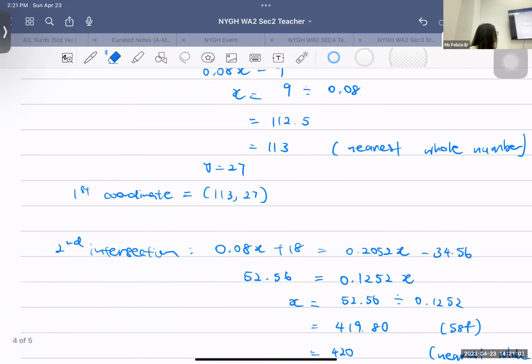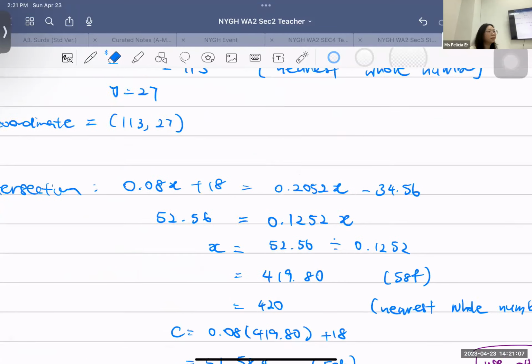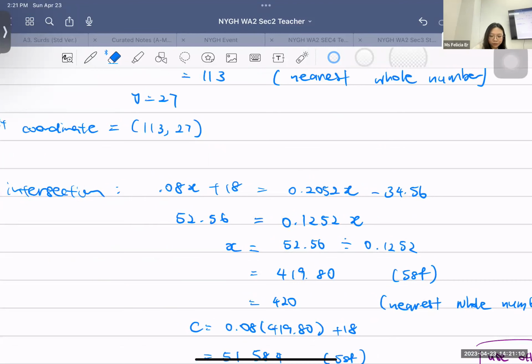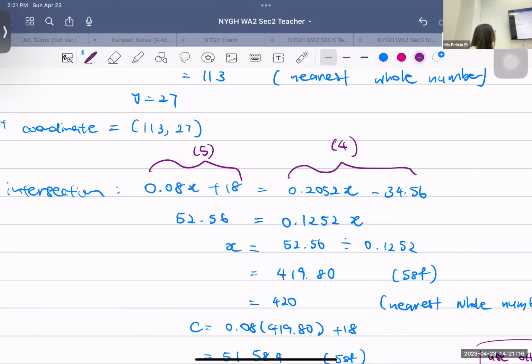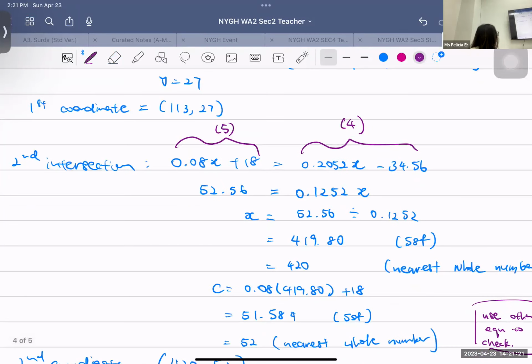For my second intersection, I have to do the simultaneous equation to the other side. Can see that? This is the same thing. Oops, why do I keep erasing my own answers? Okay. Take note, second intersection.